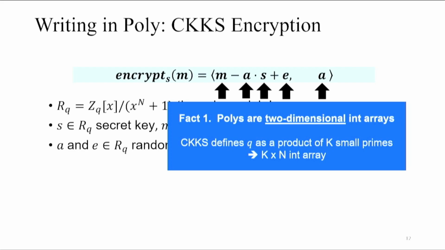Before introducing how this can be represented in poly, I'm going to introduce two interesting facts about this formula. The first one is that the polynomials are represented as two-dimensional integer arrays, unlike a one-dimensional integer array, because we might imagine that it should be a one-dimensional array because it only has a list of coefficients, right? But in practice, they are two-dimensional arrays because the modulus q is actually represented as a product of k small primes. So we have two-dimensional arrays which have the modulus for each small prime.